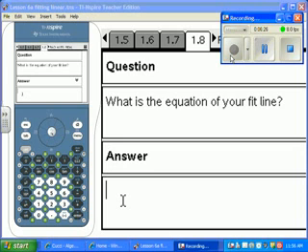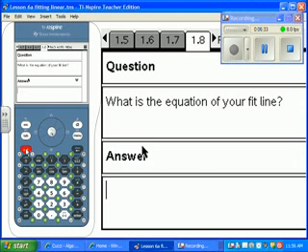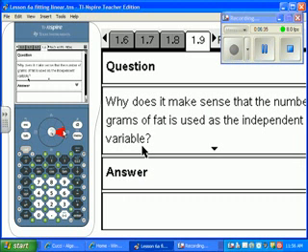Okay, does everybody have their line of best fit typed in there? Yeah. Okay, once you have your line of best fit typed in there, just go to the next page.